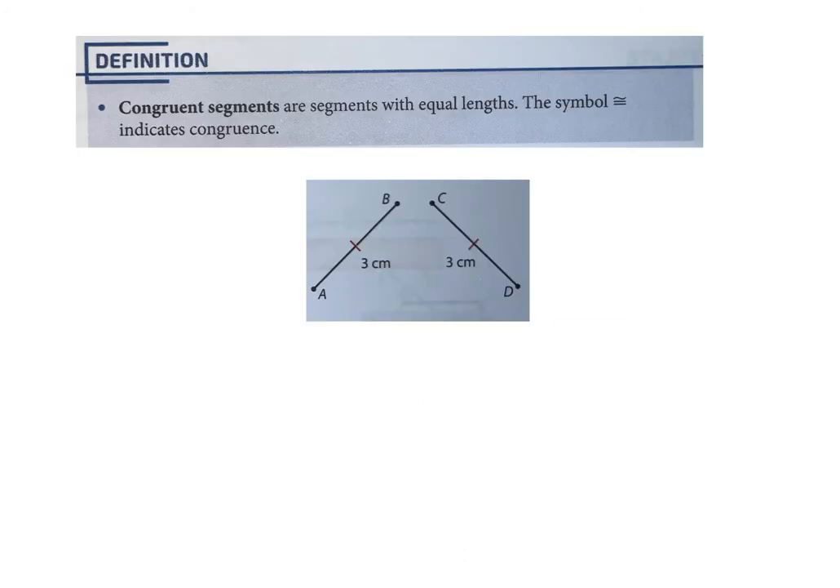All right, so the next term we're going to talk about is congruent segments. Congruent segments are segments with equal length. The symbol for congruence is an equal sign with a little wave above it. So if I were to say that segment AB, I want my notation there, is congruent to segment CD, I want the notation there.